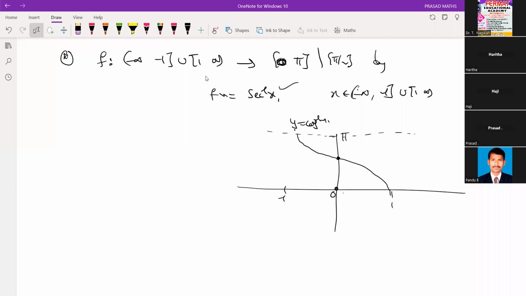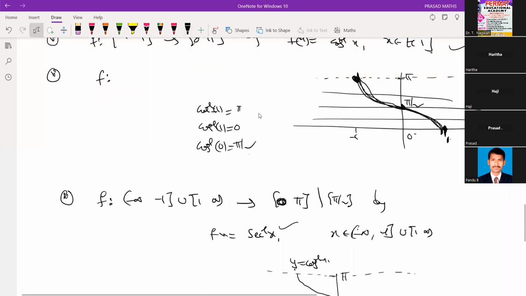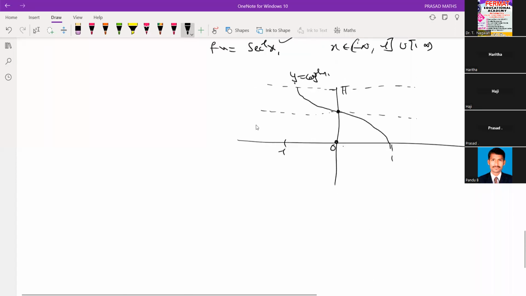But when you deal with sec inverse x, the problem term is what actually? Just now we have seen that the problem term is pi/2. So therefore what you get is, this is looking like this. This is y equals pi/2. So this is my y equals secant inverse x.